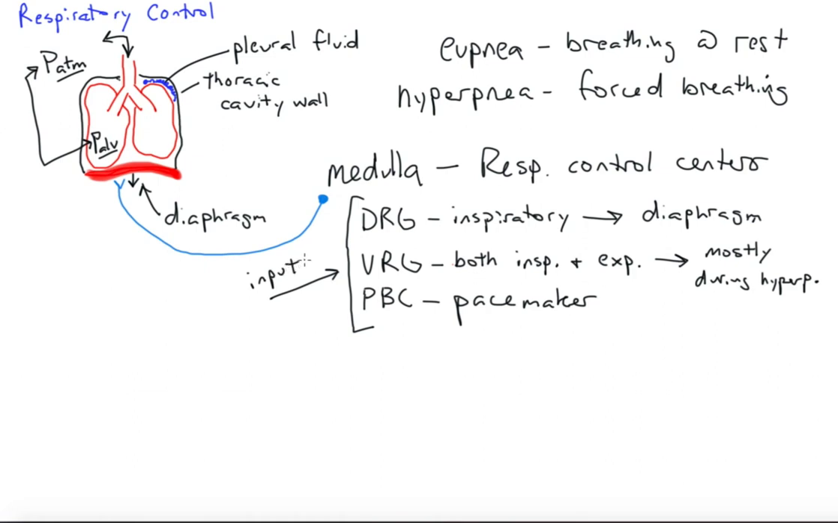In this case, these are the integrating centers. The medulla is the integrating center. So it receives this input and knows what that input means and if an adjustment should be made to solve the initial problem. And so what kind of input? Well, we have chemoreceptors and we have stretch receptors. And by stretch receptors, I mean stretch receptors that are within the lung wall.